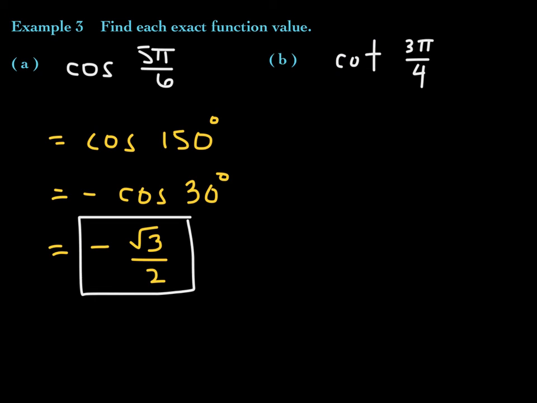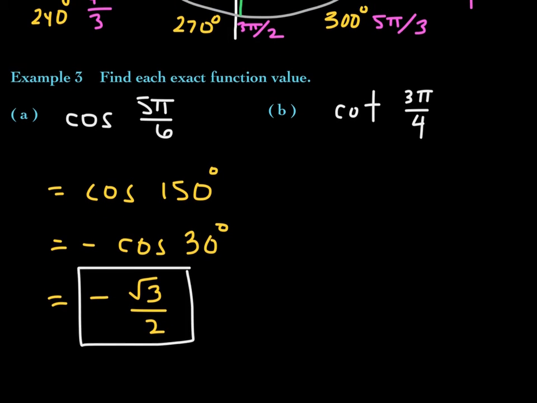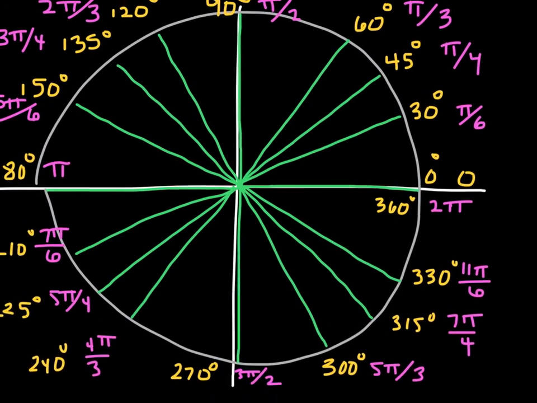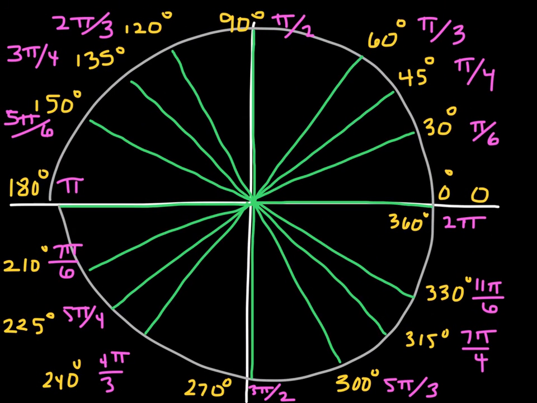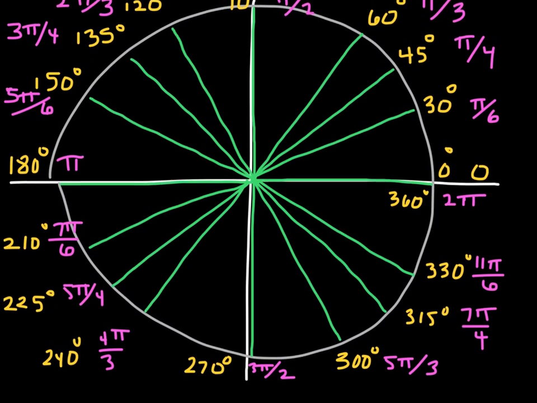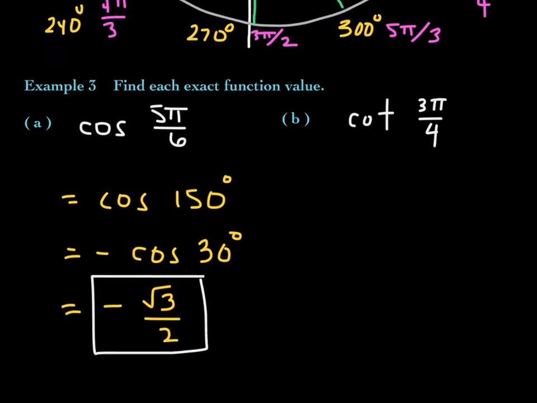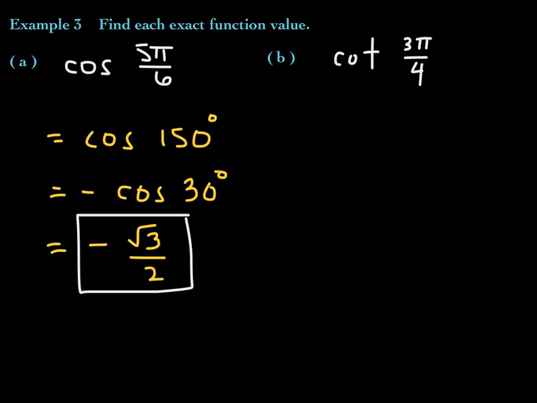All right, we have cotangent of 3 pi over 4. So let's go to our circle and find 3 pi over 4. Now 3 pi over 4 is here in quadrant 2. 3 pi over 4 is equivalent to 135 degrees. Now in quadrant 2, cotangent is negative, so our final answer will be negative. All right, so let's do it. So this is exactly equal to cotangent of 135 degrees.